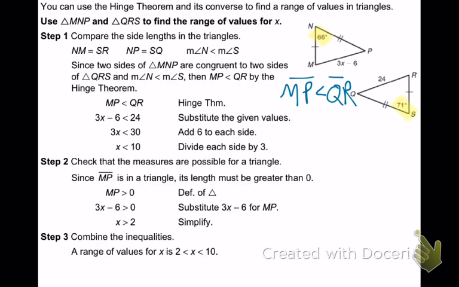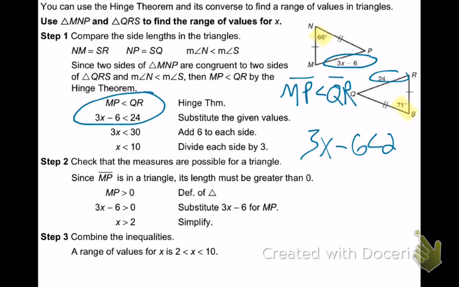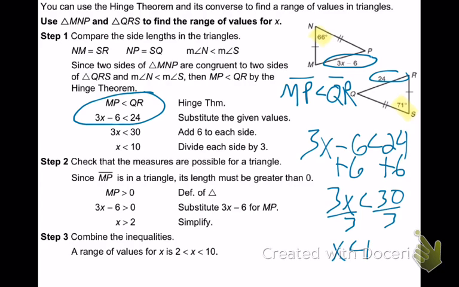Great. Now I'm going to take the segment lengths and actually write that out. So I'm going to say 3x minus 6 is less than 24. And I'm going to solve for x. Yeah, you had to have math for this. So I take 3x minus 6 is less than 24. Add 6 to both sides. 3x is less than 30. Divide by 3. You get x is less than 10.